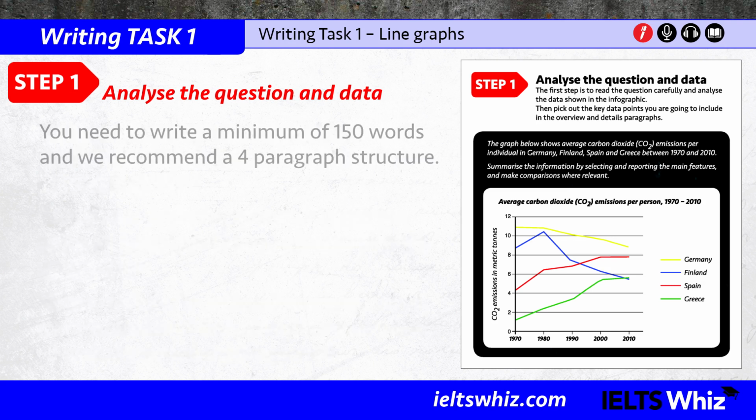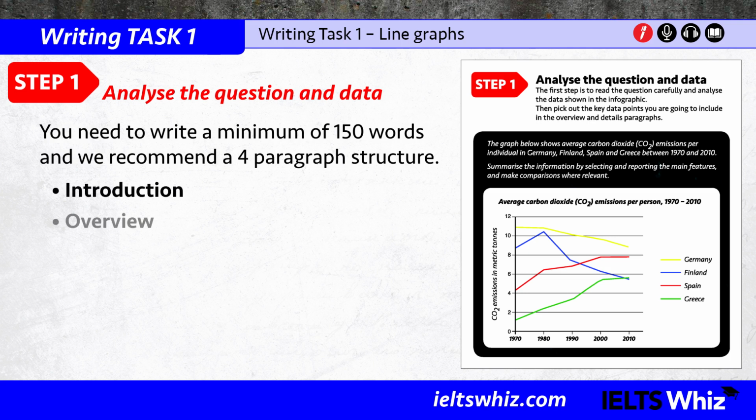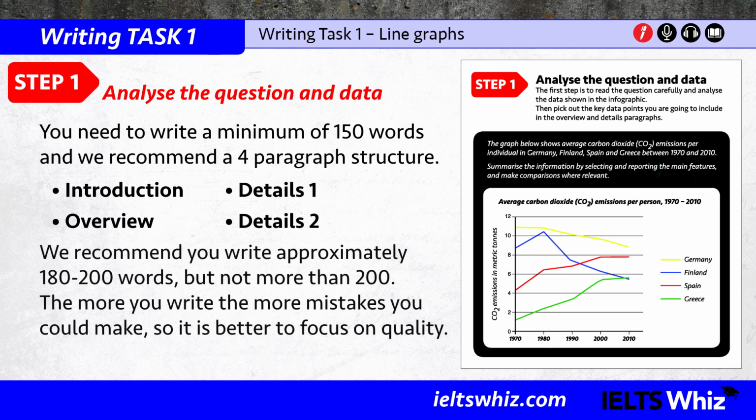You need to write a minimum of 150 words, and we recommend a 4-paragraph structure: an introduction, an overview, and 2 details paragraphs. We recommend you write approximately 180 to 200 words, but not more than 200. The more you write, the more mistakes you could make, so it's better to focus on quality.